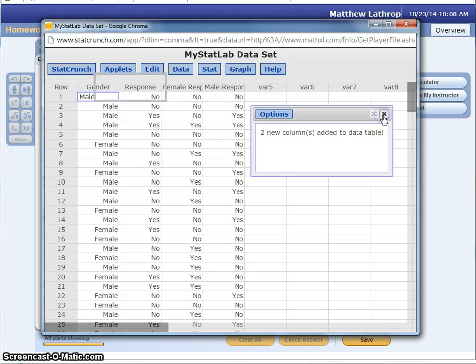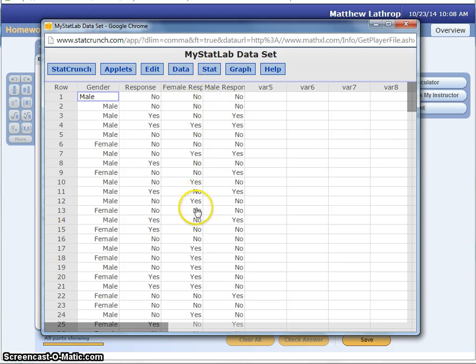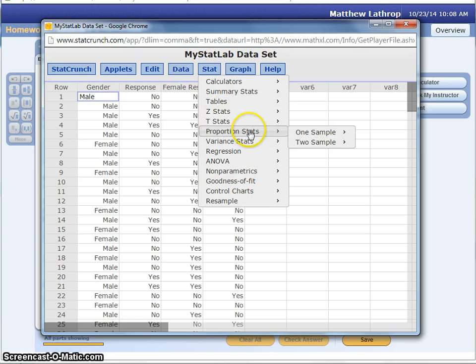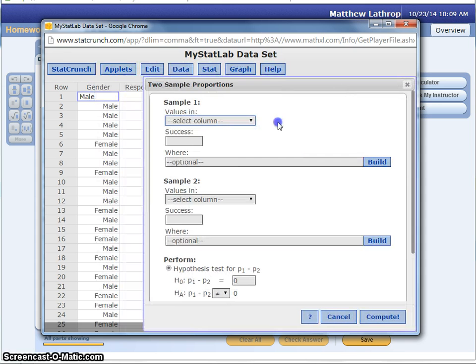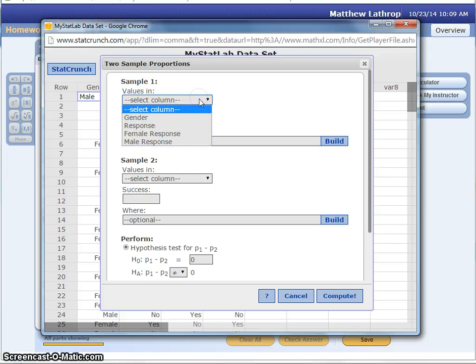So we get two new columns added to our data table. We have all of our female responses collected, all the male responses, but we still have these broken up as yes and no. Again, it's a time-consuming process to go through and count how many times someone said yes or no. So what we can do is go into Stat, Proportion Stats, Two Sample, and typically we select with summary, but for this problem we'll select with data. We can select either column to be our first variable, second variable. In this case I'll select female response and then male response.